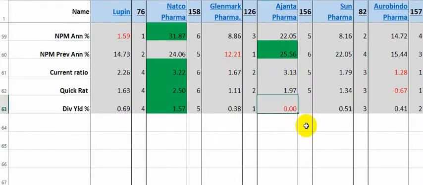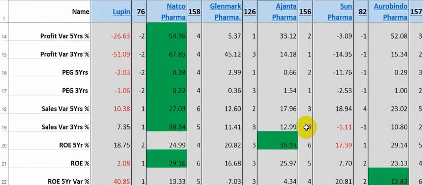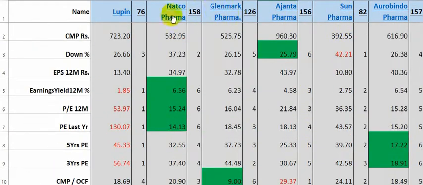So this completes the analysis of Aurobindo Pharma, Sun Pharma, Ajanta Pharma, Glenmark, Natco and Lupin. And I have collated a table of scores that the companies have got. The highest scores are very nearby: Natco 158, Aurobindo 157 and Ajanta Pharma 156. All these companies have come very close to each other. Glenmark stands at 126 points. Finally, Sun Pharma at 82 points and Lupin at 76.